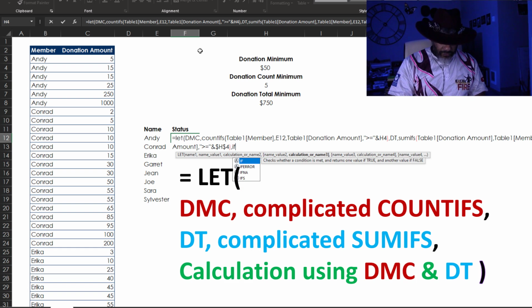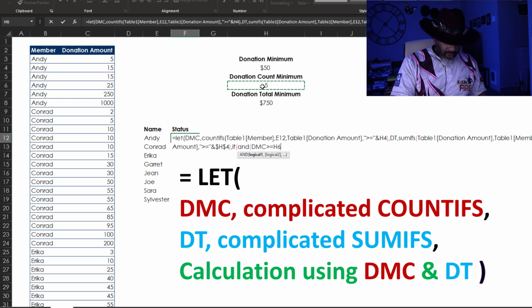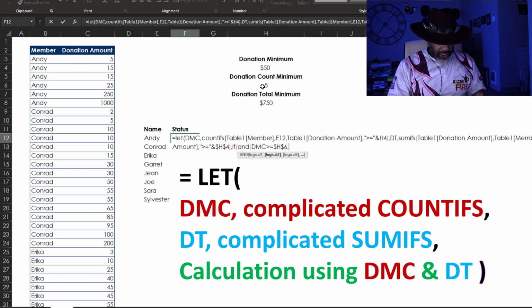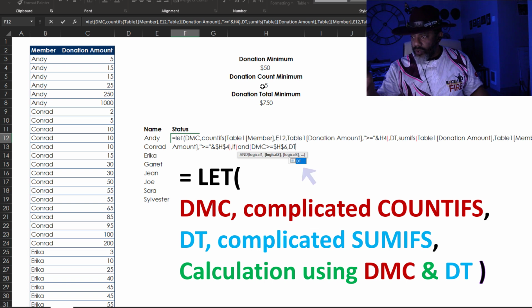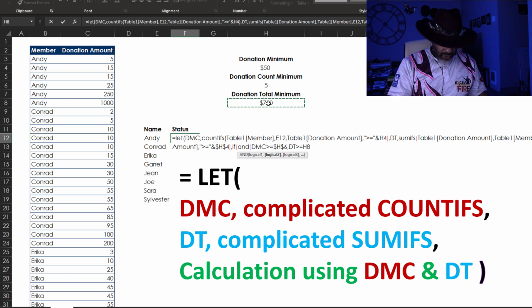Comma. IF, open parentheses, AND, open parentheses, DMC is greater than or equal to this 5. And I want F4. Comma for the AND. Now, DT. And notice that little hint there. We have DT as an option for us because we named it as a variable in the LET. Greater than or equal to this $750. F4, close the AND.